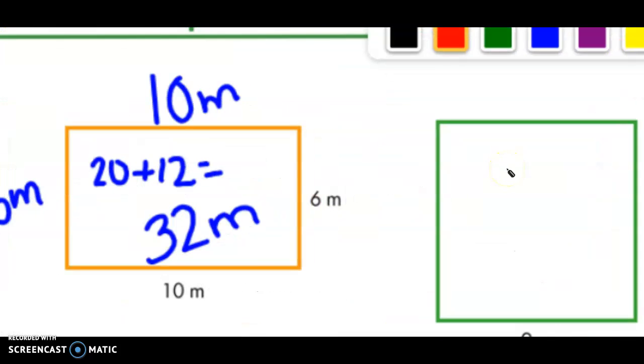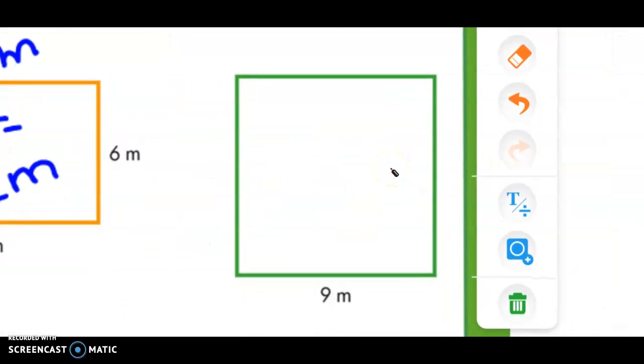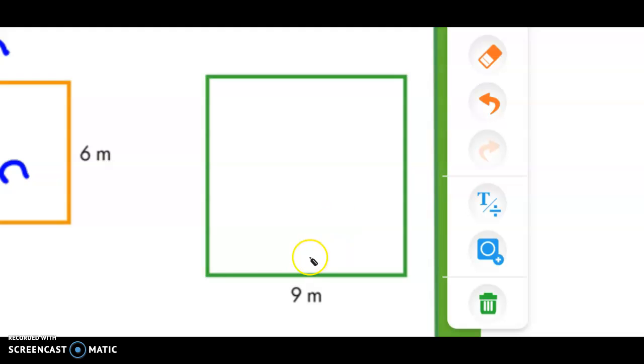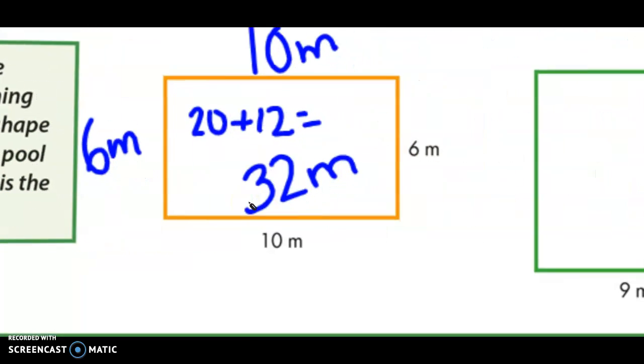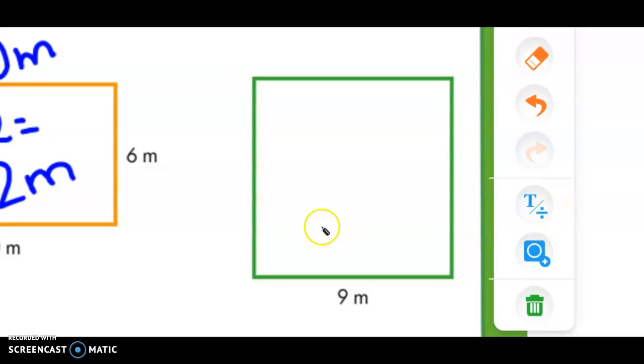Switch to red over here for the square. Now, some attributes of a square. We know that it has 4 sides of equal length. So if I know one side, and I know for sure it's a square because it told us in the problem, then I know the length of all the other sides.